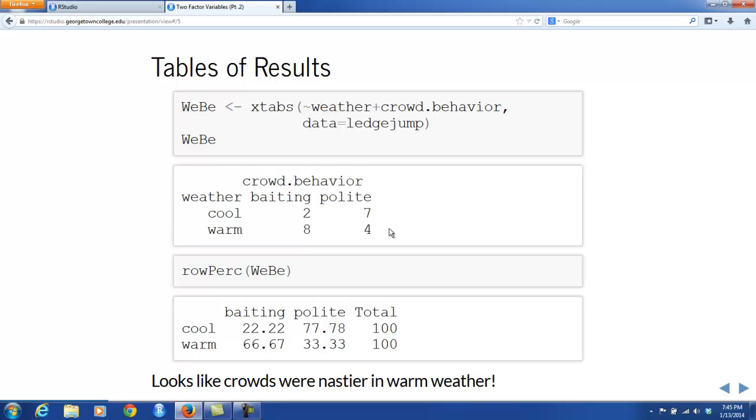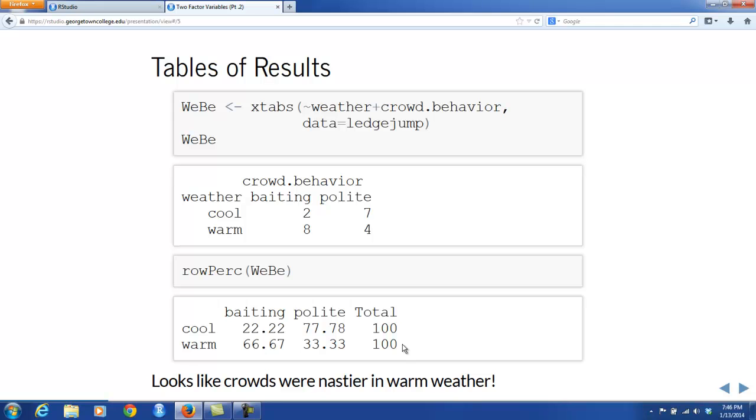2 rows, 2 columns, because each variable had 2 values. And so there are 4 cells in the table, and we see the observed counts in each of these cells. Of course, the counts don't answer the research question for us. We need to compare conditional distributions of one of the variables in terms of the possible values of the other. So we try some row percents. And this gives us the conditional distributions of crowd behavior given that weather is cool, that's this top row, and the conditional distribution of crowd behavior given that weather is warm.